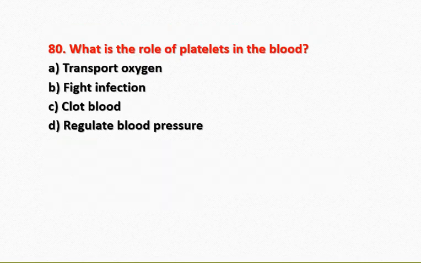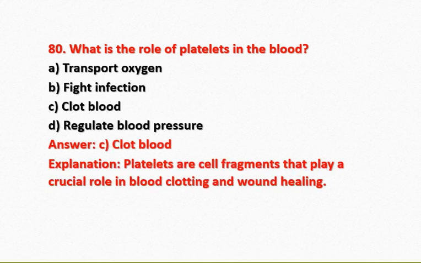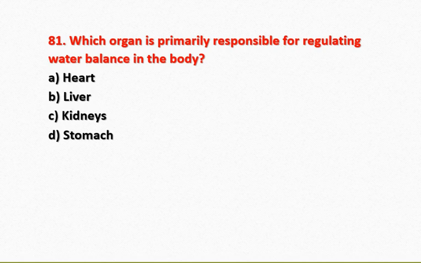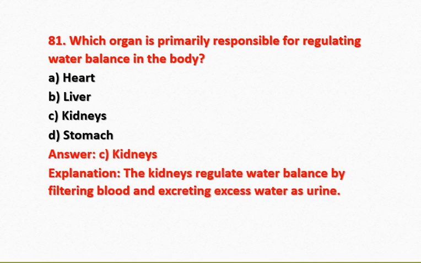What is the role of platelets in the blood? Correct answer is option C, clot blood. Which organ is primarily responsible for regulating water balance in the body? Correct answer is option C, kidneys.